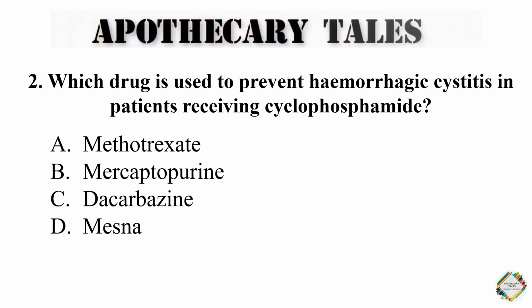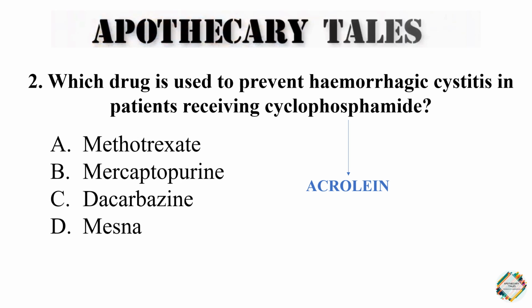First of all, which class is cyclophosphamide? It is the antineoplastic agent belonging to the alkylating class. So why do we have to give a drug to prevent hemorrhagic cystitis in patients receiving cyclophosphamide? First of all, the cyclophosphamide gets converted to acrolein, a metabolite which is capable of attacking the bladder mucosa. By damaging the bladder mucosa, it leads to hemorrhagic cystitis, which is basically the bleeding from the bladder mucosa.